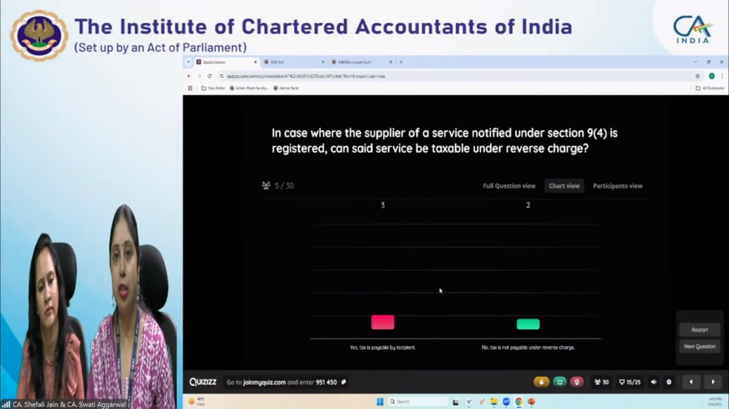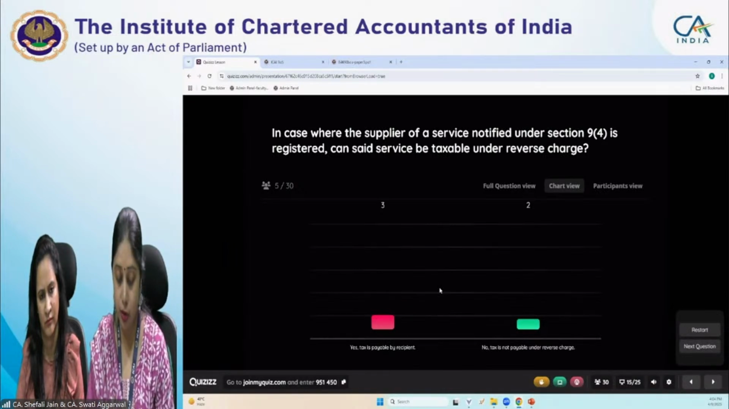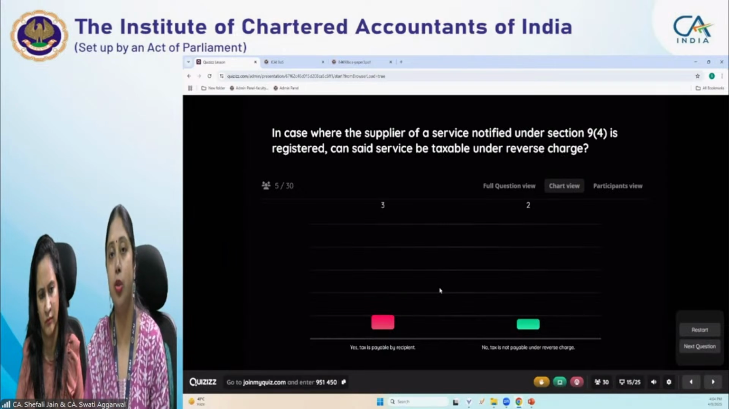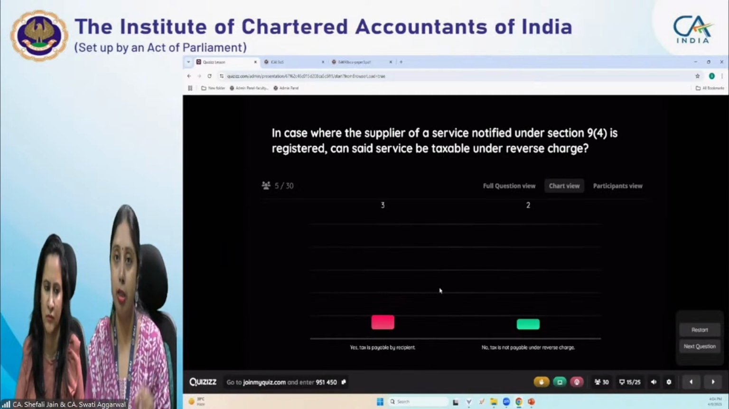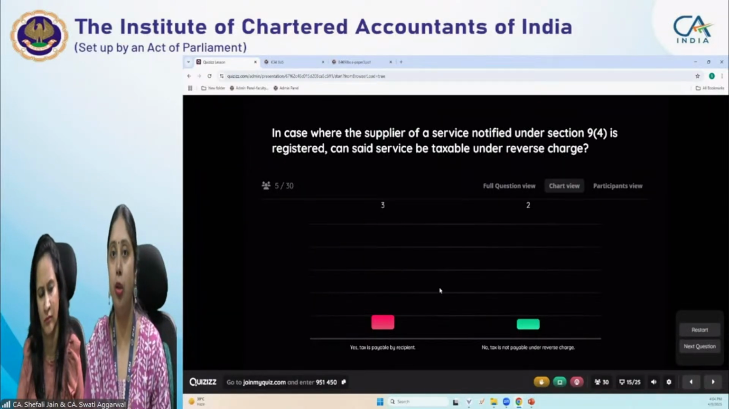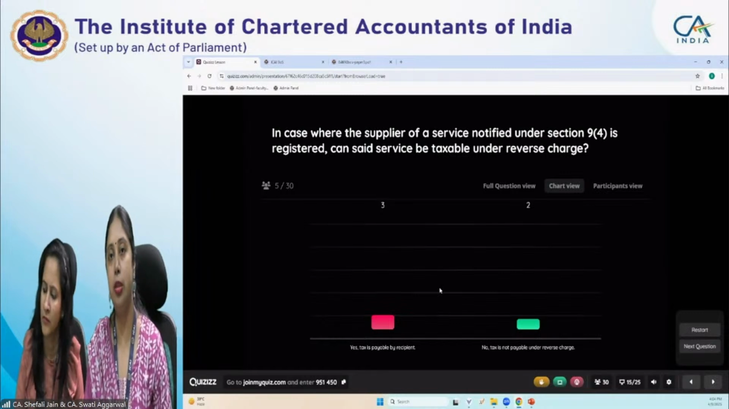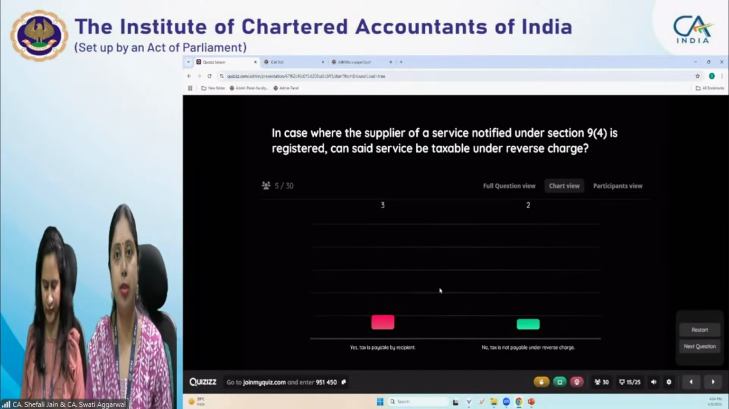In case of 9(4) services, 9(4) is applicable where your supplier is unregistered, and specified categories of persons are making specified categories of supplies of goods or services which have been notified. So notified categories of persons are there, notified categories of supplies are there, and the supplier is unregistered, as 9(4) says. So only if your supplier is unregistered will 9(4) apply. Plus, the supplier should be a specified class of person, and it should provide a specified category of services or goods.